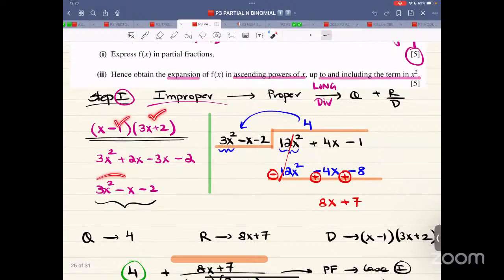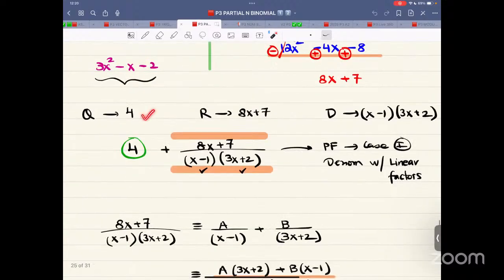Multiply the two linear factors, we get this thing. This is the inside thing. This is the outside thing. Take the highest power 12x squared, take the highest power 3x squared, you divide, you get 4. Multiply it out, change the sign and add. That is the rule. Quotient is 4, remainder is 8x plus 7. Divisor, I have factorized it. So you will write this thing like this.